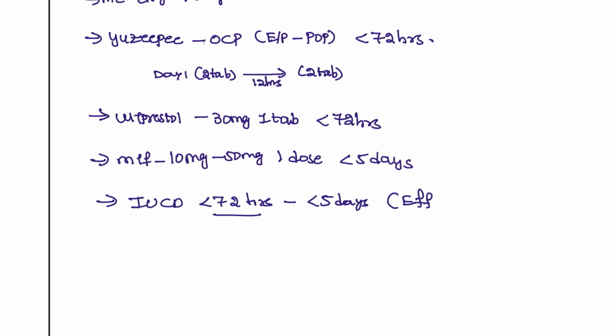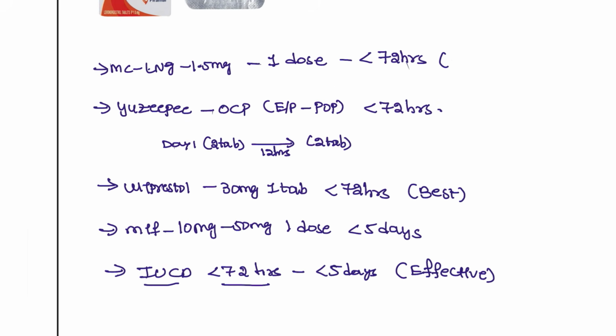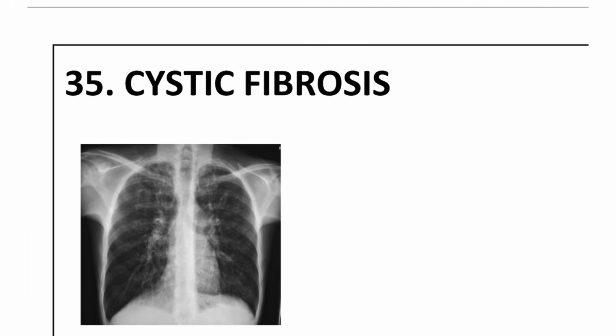If they ask what is the highly effective, then mark the intrauterine devices. The best is the ulipristal, and least best is LNG. But the most commonly used is the LNG only. Okay, that is the differentiator.